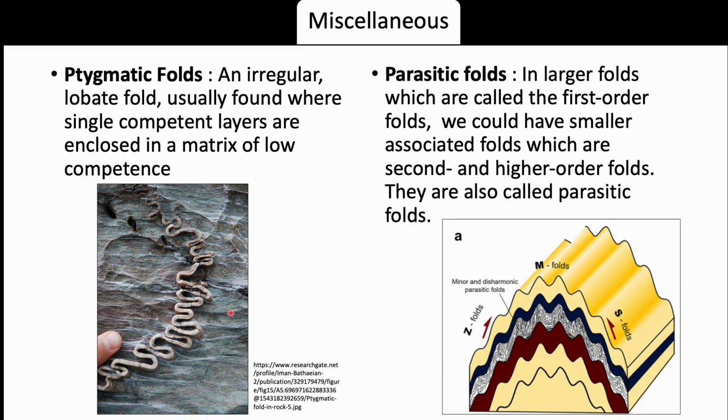Then we have parasitic folds. Parasitic folds are smaller folds that occur within the limbs of a larger primary fold. We refer to the large structure as a first order fold and the smaller associated one as a second order fold. As shown in the figure, we have a large fold and in this we have small parasitic folds within the limbs of the larger fold. This is known as a parasitic fold.